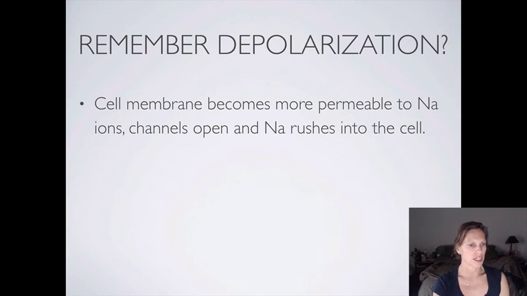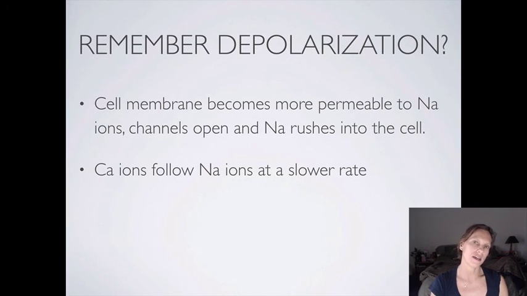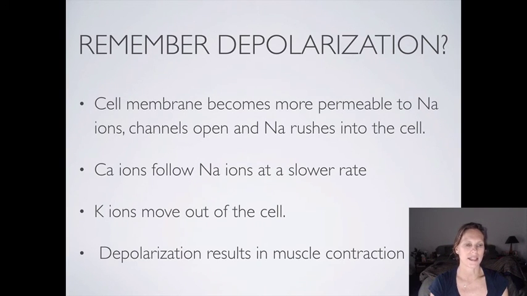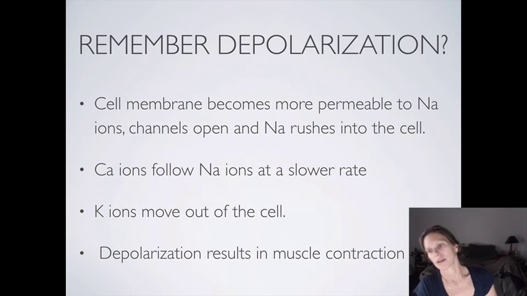So again, depolarization, we just mentioned this. Excuse the phone, I don't know how to turn it off. The cell membrane becomes more permeable to sodium. Sodium rushes in, followed by calcium. Calcium rushes in, and then the potassium ions move out. So that's the way that cells depolarize, right? In every other electrical cell, it's sodium and potassium, but here we have this extra benefit of the calcium.